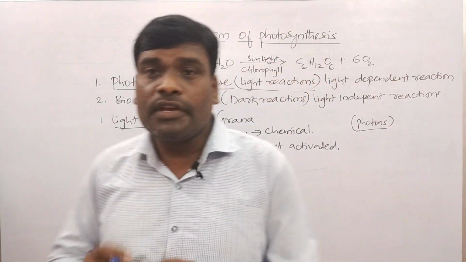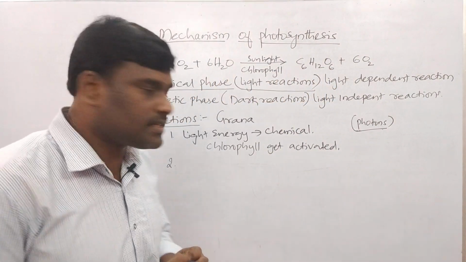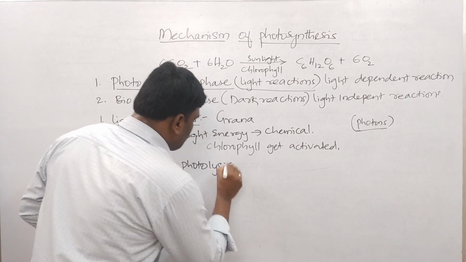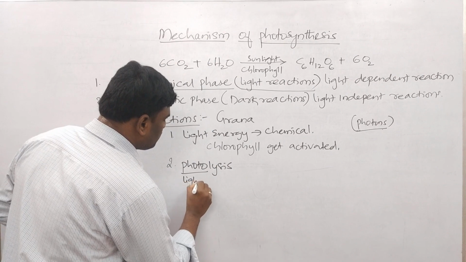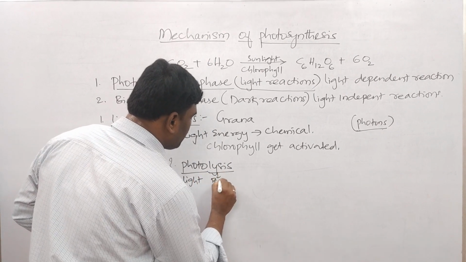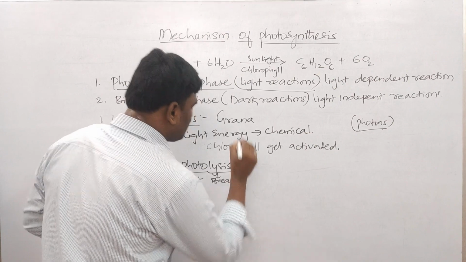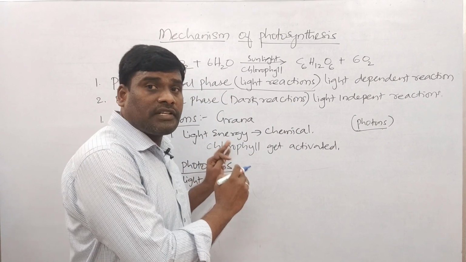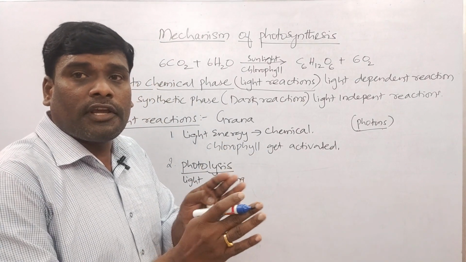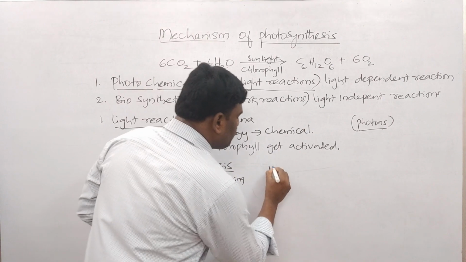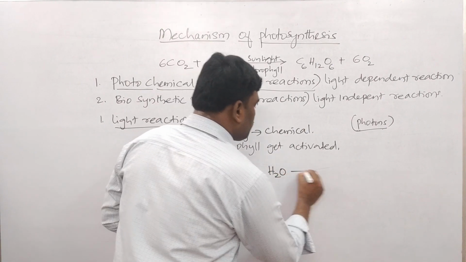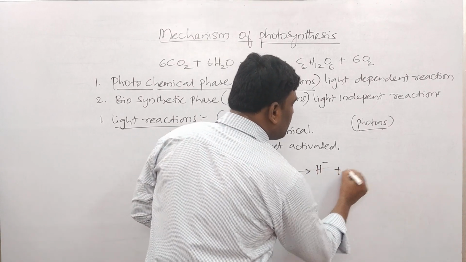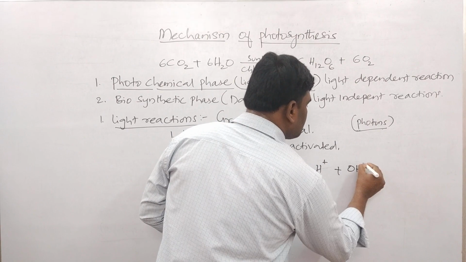This reaction, we call it what, children? Photolysis. Photo means light. Lysis means breaking. Because of the activated chlorophyll, children, the water molecules break. That means if you take H2O, the water molecule, it will split into hydrogen ions as well as hydroxyl ions.